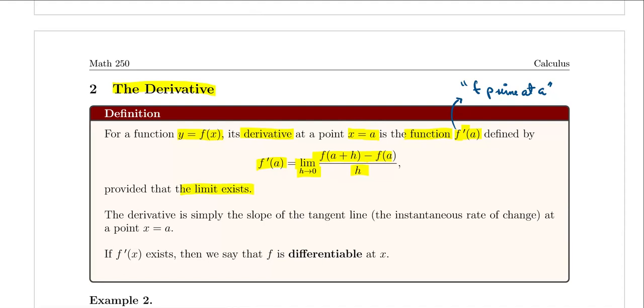Now I want you to highlight this. This is known as the limit definition of the derivative. Remember that, because in some problems I'll ask you to use this specific definition.